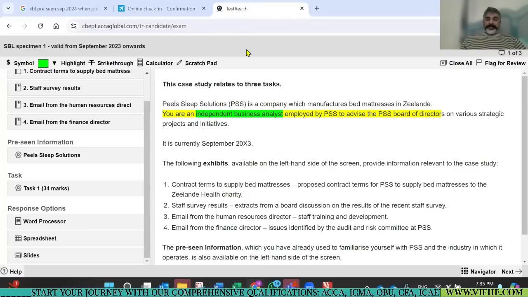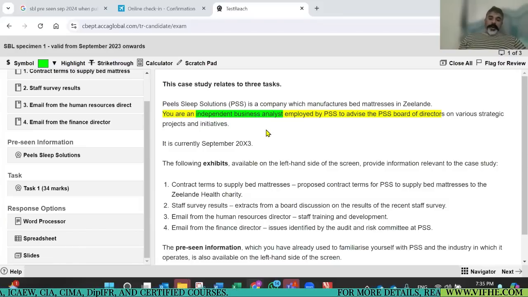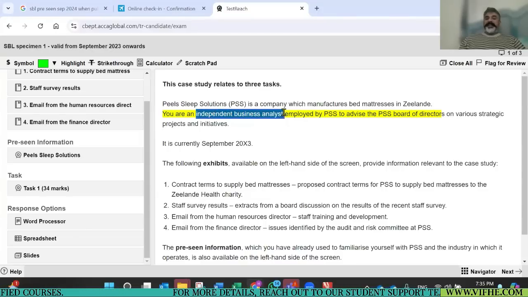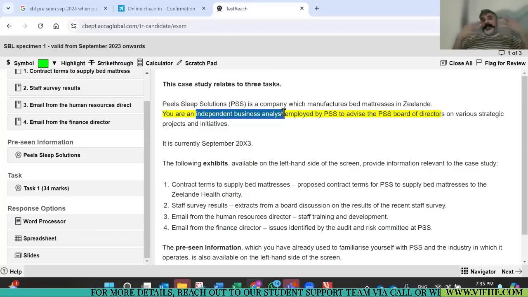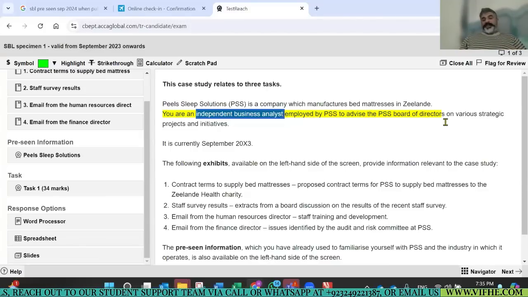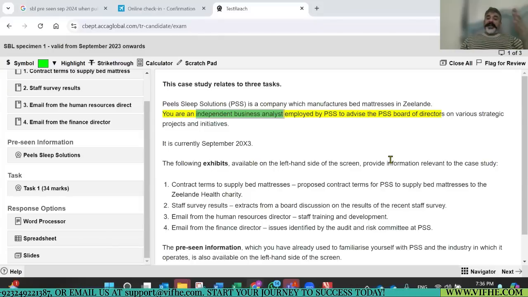Now I have a quick question. Our role, independent business analyst: are we an external person or an internal person? What do you think? Yes, I think it's an external role. Although the word employed is there, which is a bit confusing, the more important words are independent business analyst, which means you are an independent outsider, and you have been engaged to provide advice to the board like a consultant. So whenever you draft your answers, you will adopt the tone of an outsider, the drafting tone of an external person.